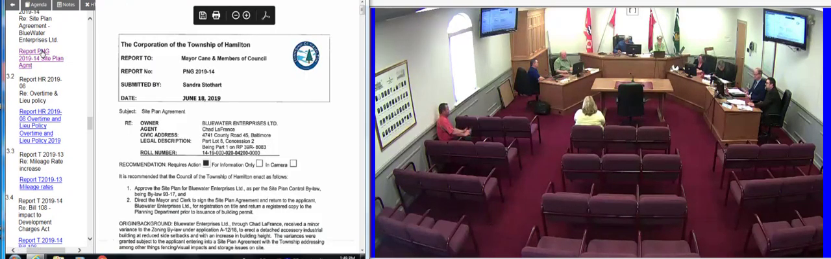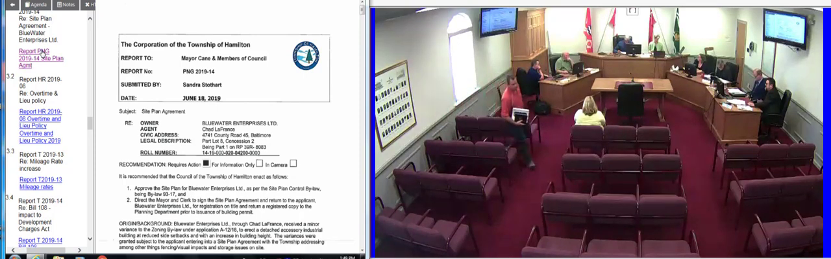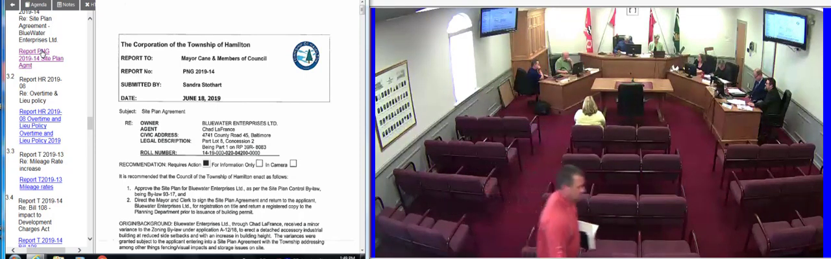1, the council approves the site plan for Blue Water Enterprises Limited as per the Site Plan Control Bylaw 93-17, and 2, that the mayor and clerk be authorized to sign and execute the site plan control agreement with Blue Water Enterprises Limited and return said agreement to the applicant for registration on title and a registered copy to be provided to the municipality prior to the issuance of a building permit. Moved by Pat, seconded by Scott.